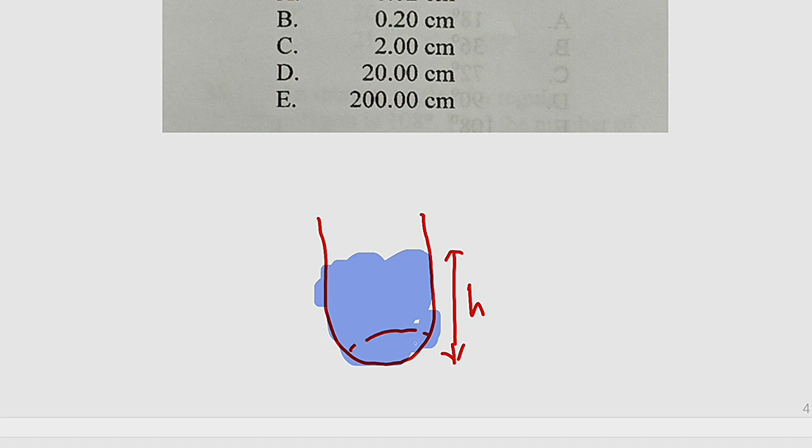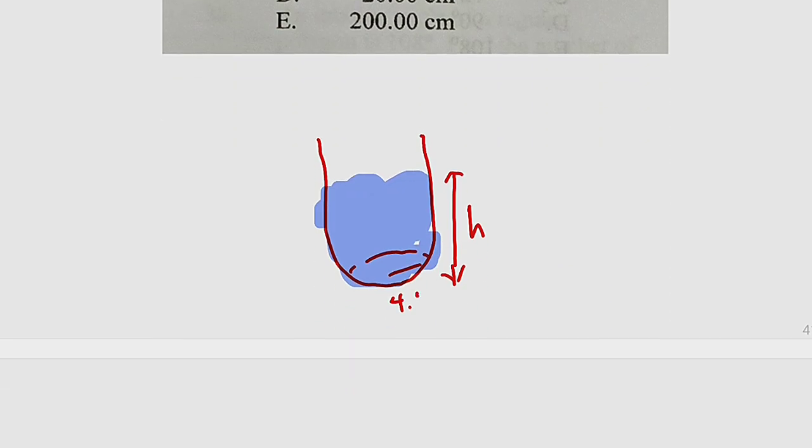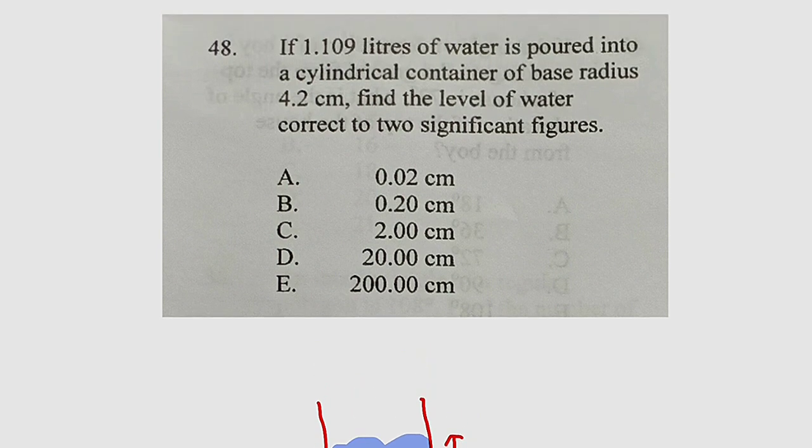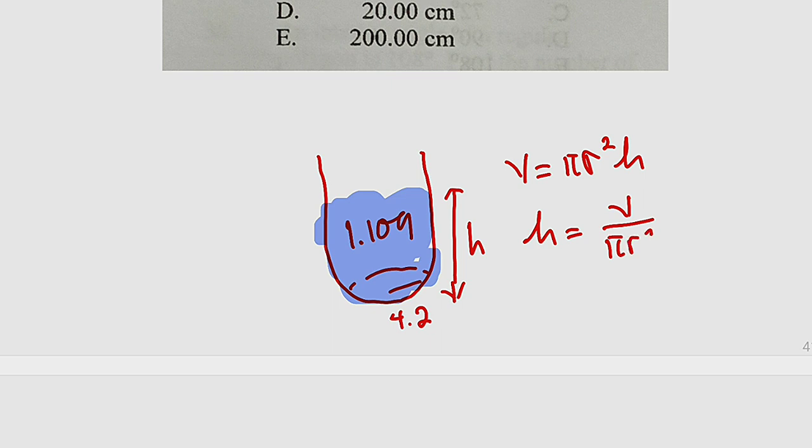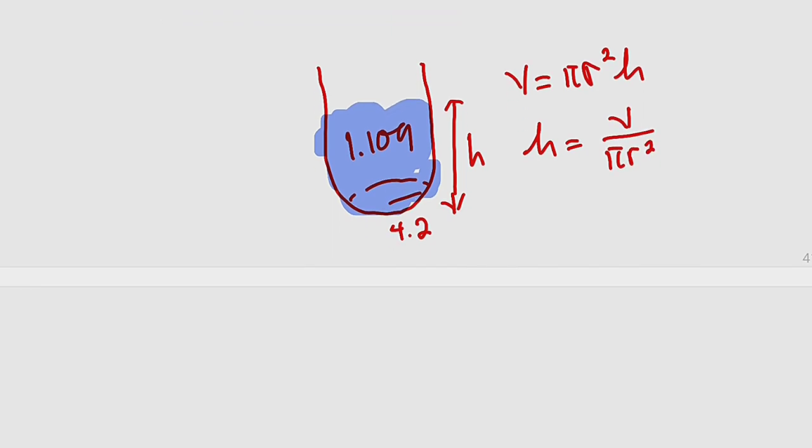Then the radius is given as 4.2, and the volume is what? 1.109. This is the volume of the water. But remember, the formula of the volume is equal to what? Pi r squared h. But since we are looking for h, we make it the subject by dividing both sides by pi r squared. So h is equal to v divided by pi r squared. So now let us substitute everything.